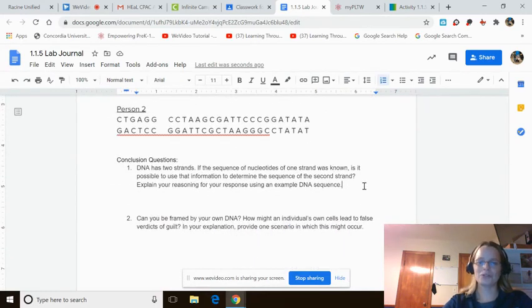All right, conclusion questions. DNA has 2 strands. If the sequence of nucleotides for one strand is known, can you figure out the second strand? Of course you can, yes. Because you know A always pairs with T and G always pairs with C.